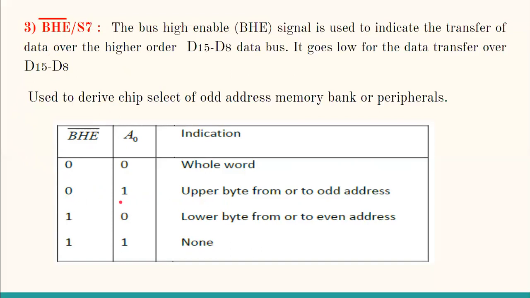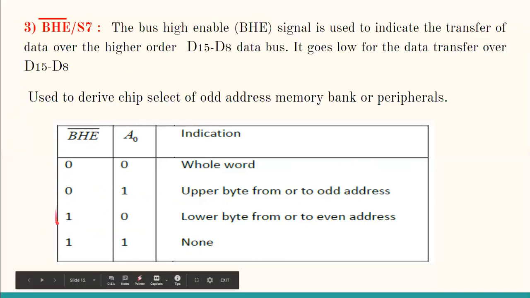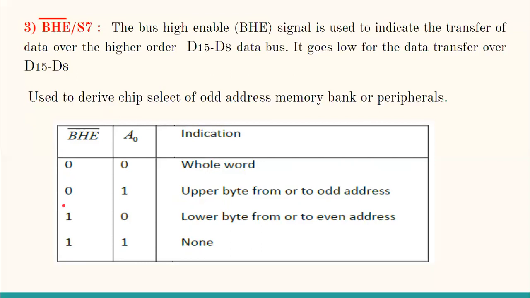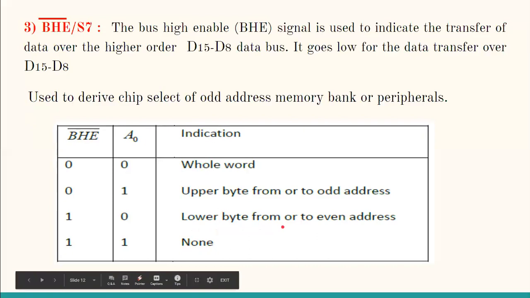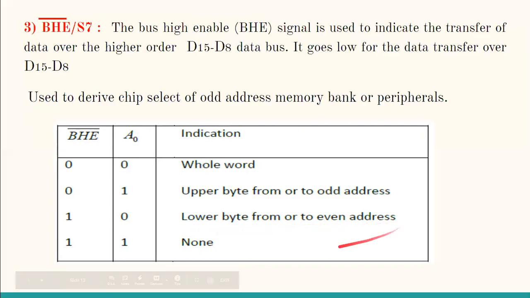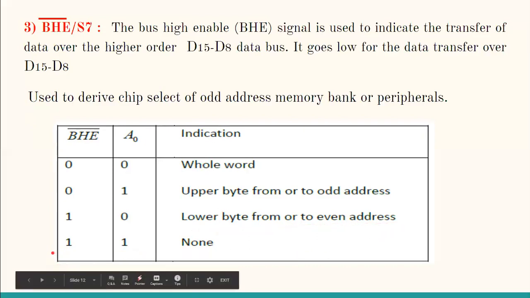As the LSB of address is 1, it is an odd address. When it is the 1, 0 combination, 1 on BHE bar means the higher byte is not transferred. That means obviously the lower byte is transferred. And here in A0 we have 0, that means odd address is not there, even address is there. So 1, 0 indicates the lower byte is transferred from or to the even address. When it is 1, 1, it indicates no data transfer is occurring, no operation is occurring.